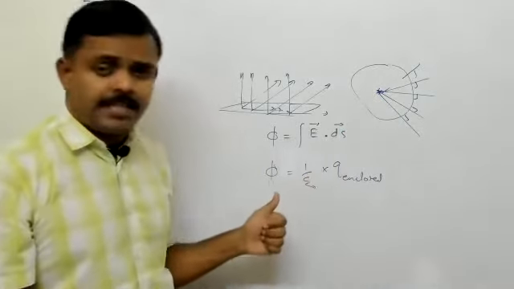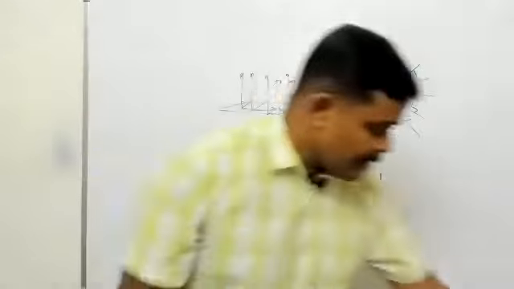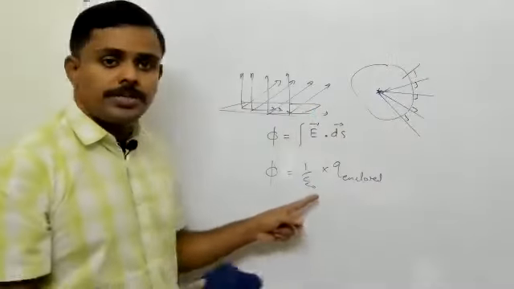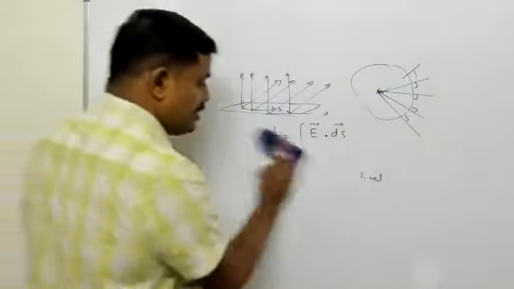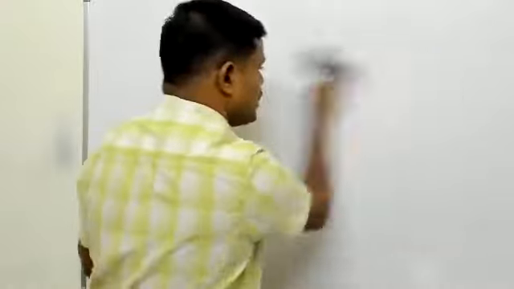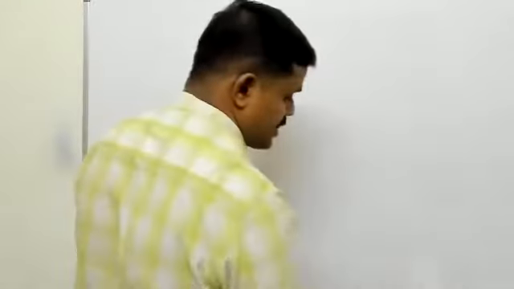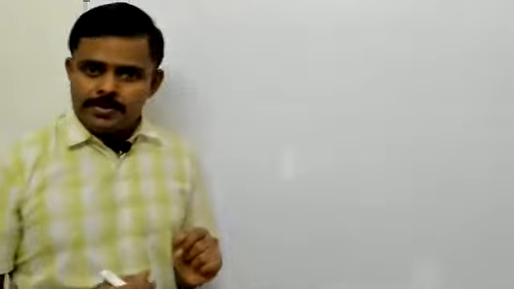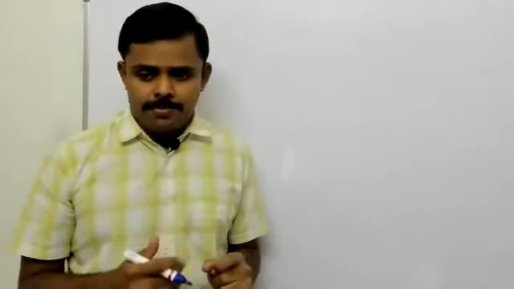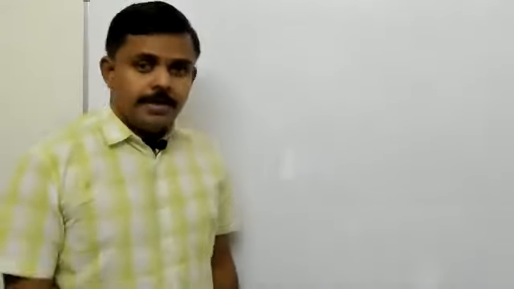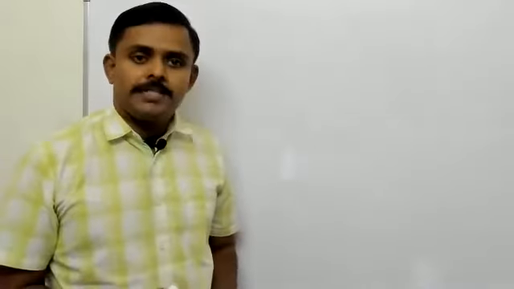We did a few questions as well in the last session. Flux is 1 by epsilon 0 times the charge enclosed by the surface. This is what we learned in the last class, and we did a few questions as well: flux linked with +1 coulomb, flux linked with a dipole. Do you remember this? Module number 2, ECF 02, paper, section B, based on flux and Gauss's theorem. Question number 4. Some of the questions are slightly advanced.